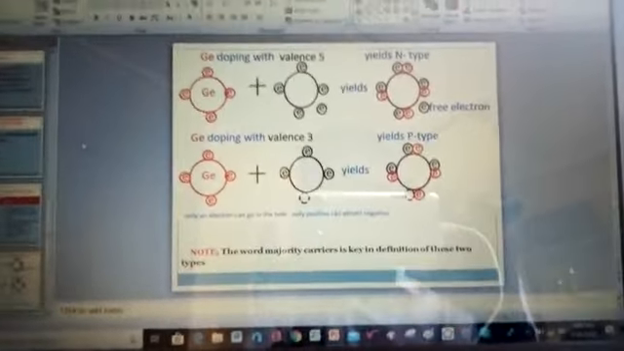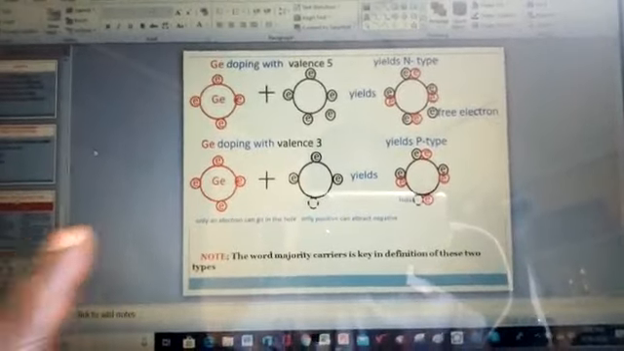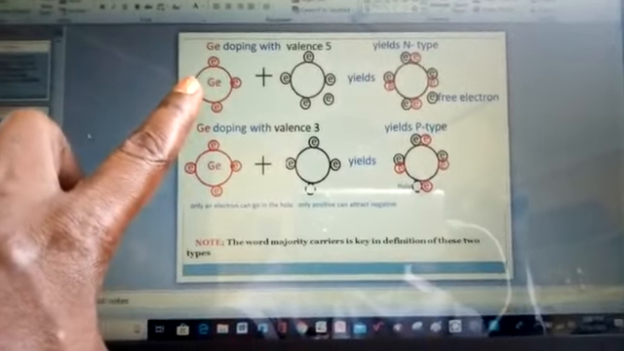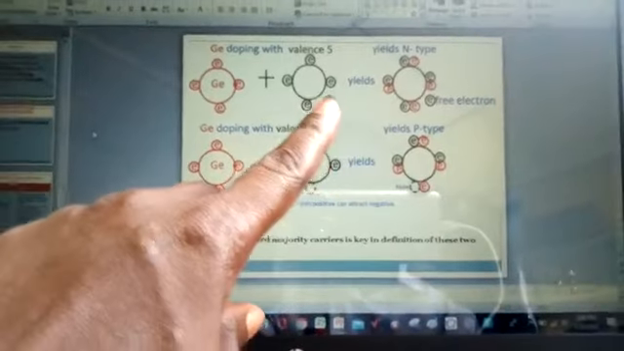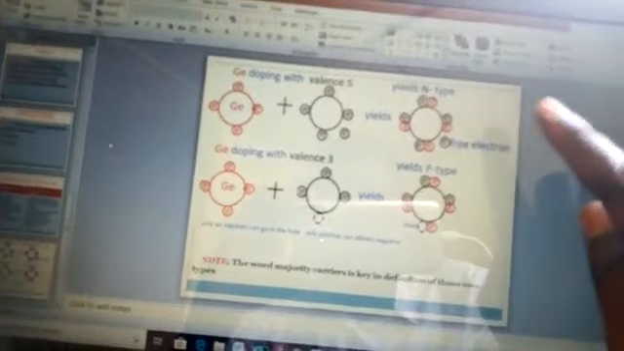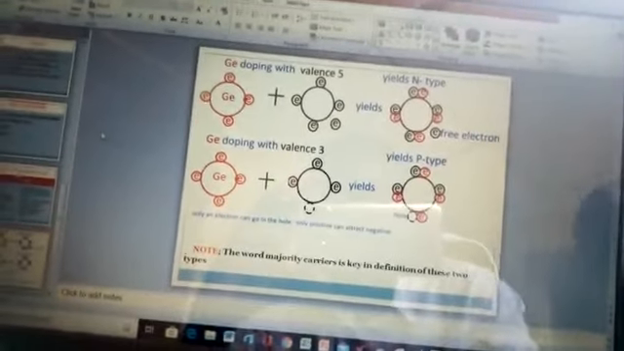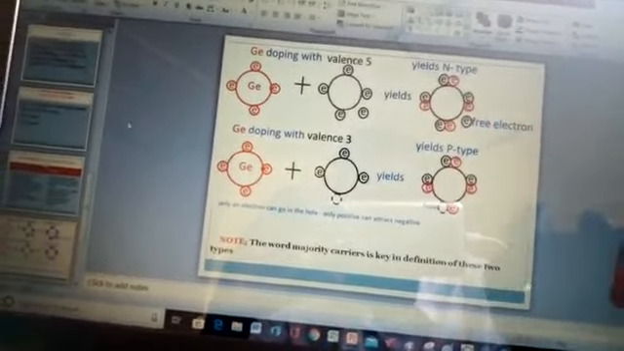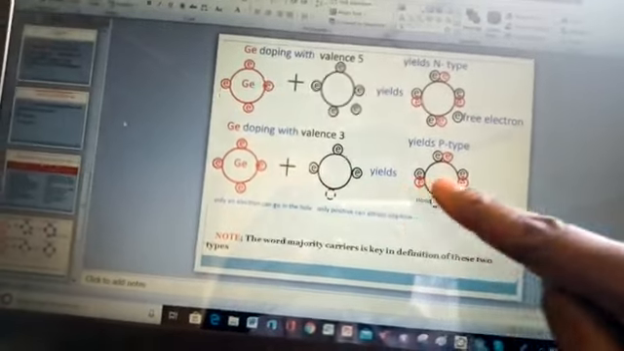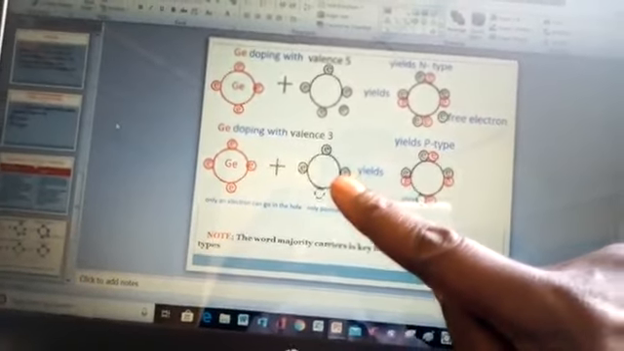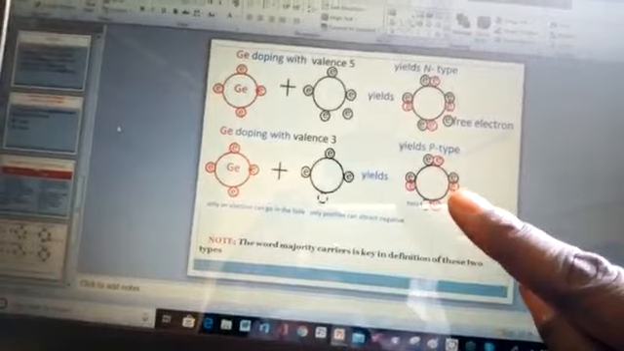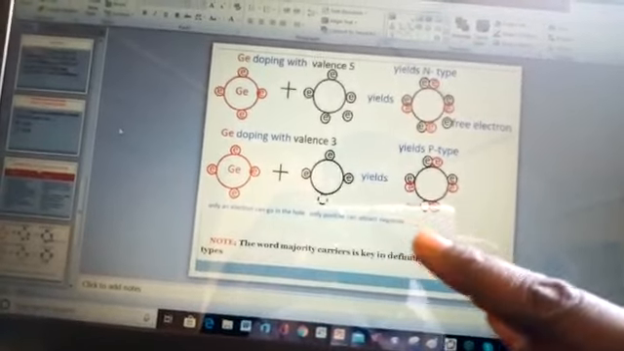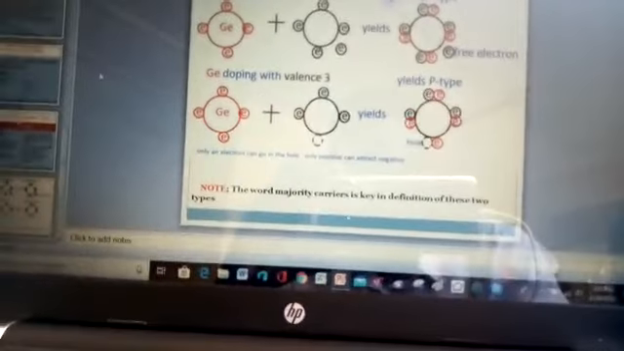Look at that figure now, it can tell you very well. We have here germanium doped with pentavalent. When we do that, you can see the pairing, 4 pairs are complete. Then we have a free electron here. Then you come down there, you see trivalent here. The result is P-type, and we remain with a hole.